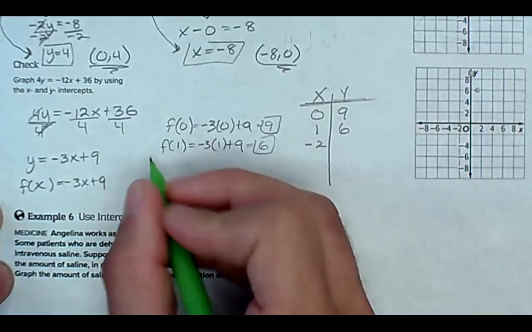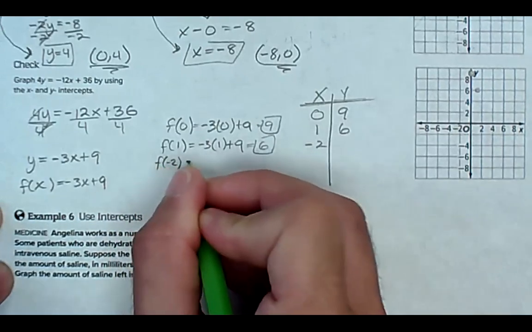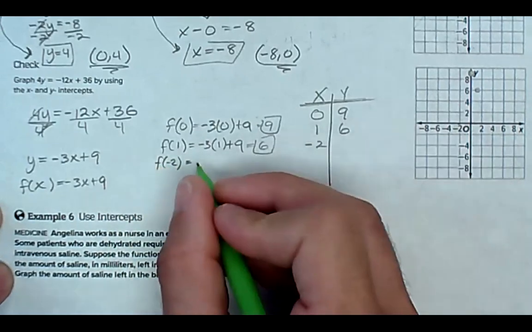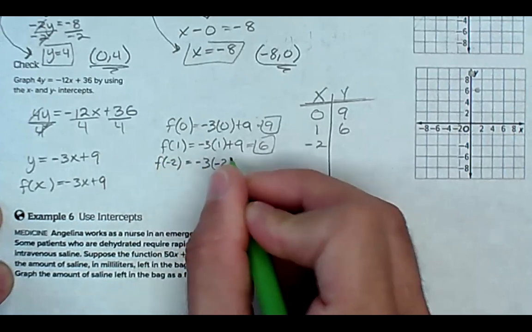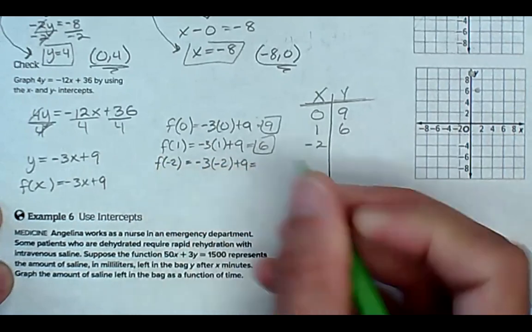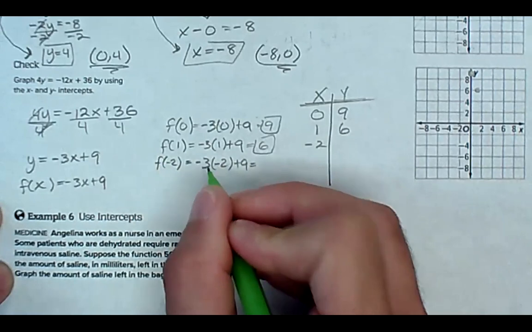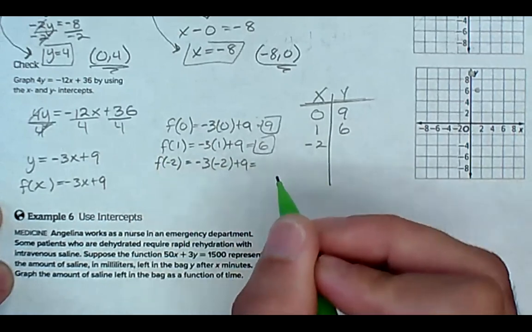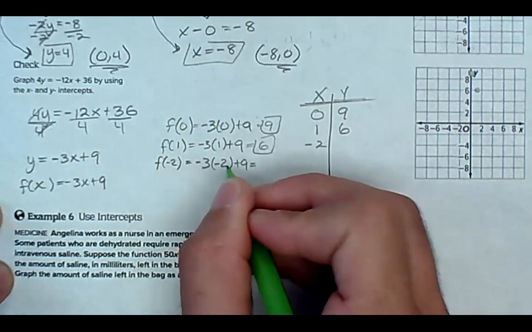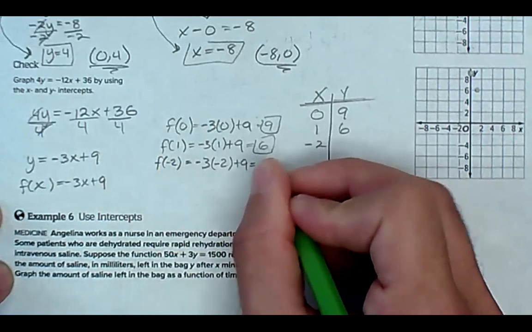I'm just going to do it so I can see that I'm most likely not going to see the point in the graph with how small this graph is. -3 times -2, 3 times 2 is 6. A negative times a negative is a positive. So it's +6 plus 9. That gives me 15. So I'm out of the graph.